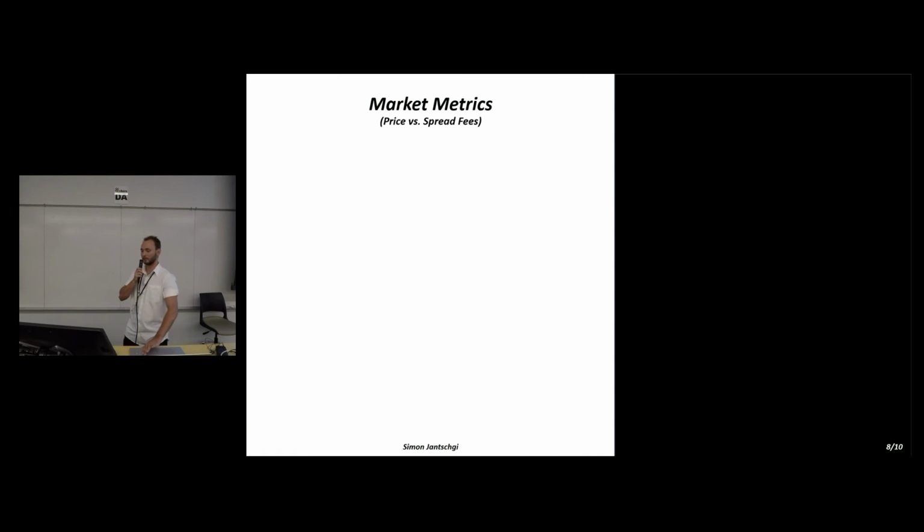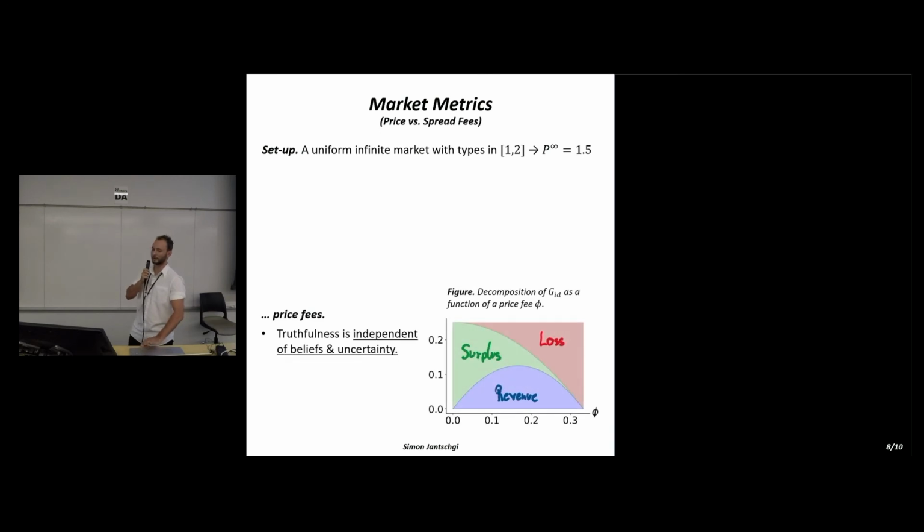So looking at a stylized example for price and spread fees, if we have a uniform market with types in 1-2, we can actually characterize those for price fees very well if we look at this decomposition as a function of the market price. Because for zero fees, what we find is that traders can be completely truthful, so all of the surplus remains. But as soon as you ramp up a price fee, traders have to account for the fee in order to not make a loss.